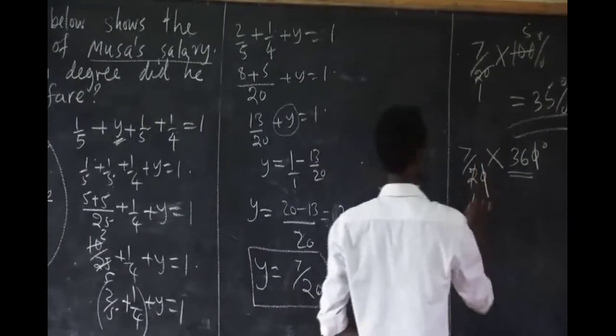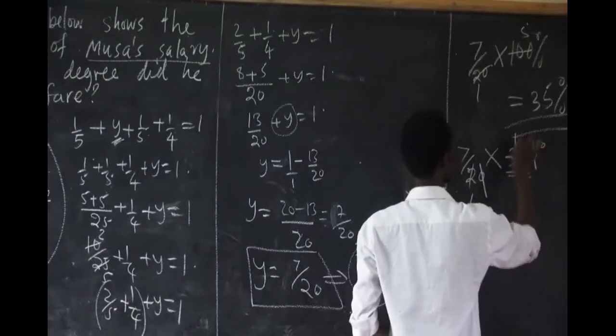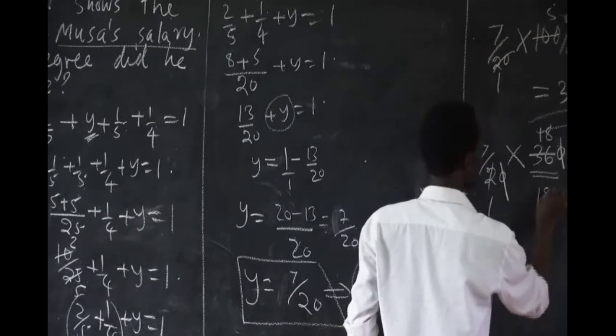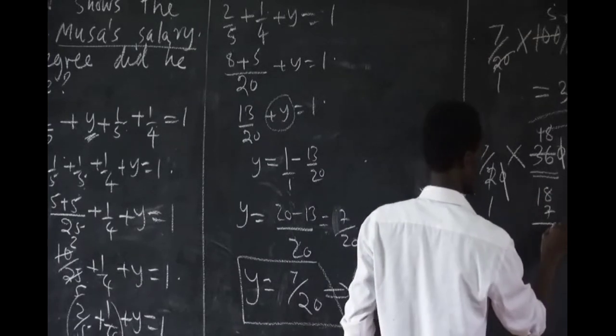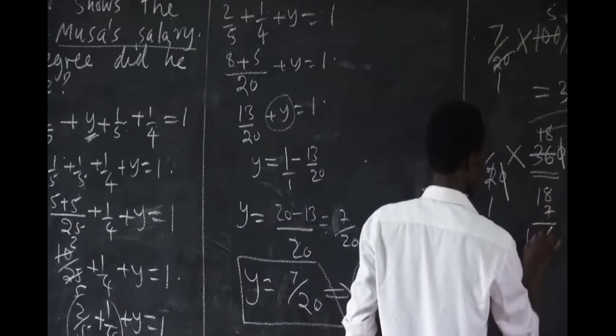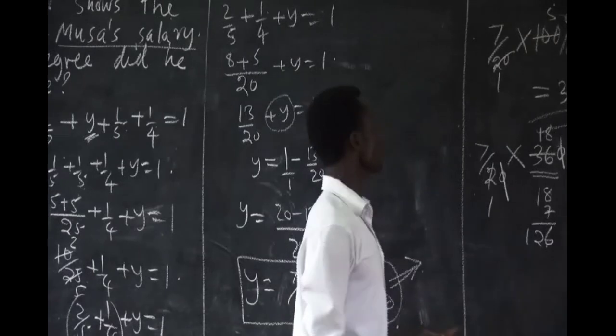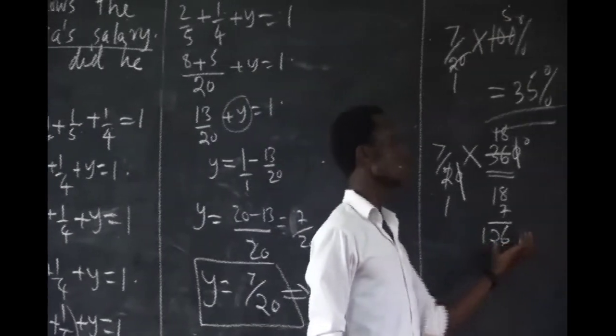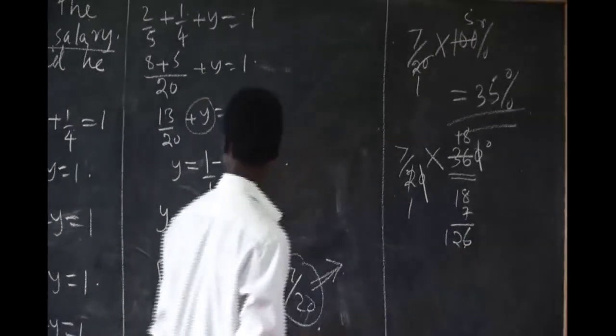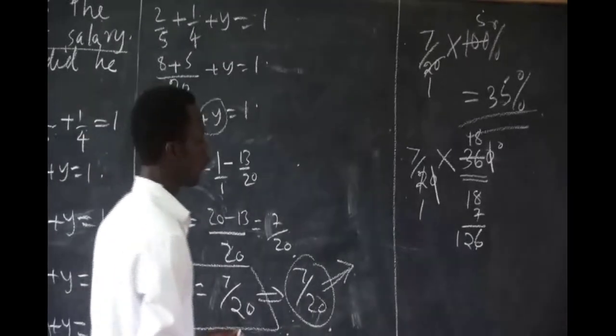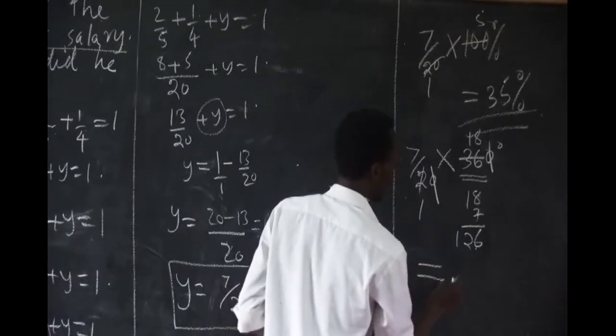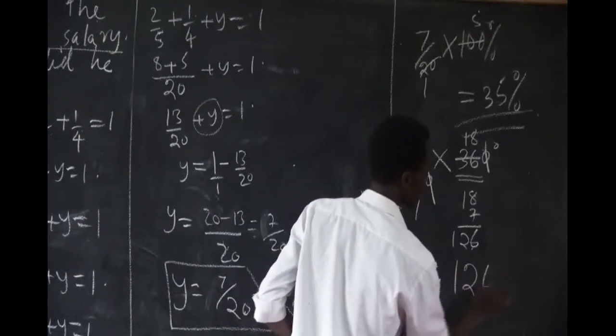Now by 20 it is 1, then here by 20 it is 18. Now it is all about 18 times 7, which is equal to 126. Now this is 126 as degree for the fair. Now we say the degree for fair, we just have 126 degrees.